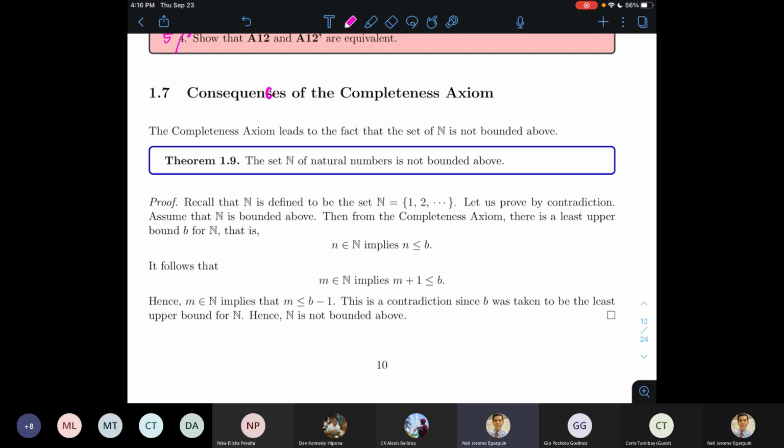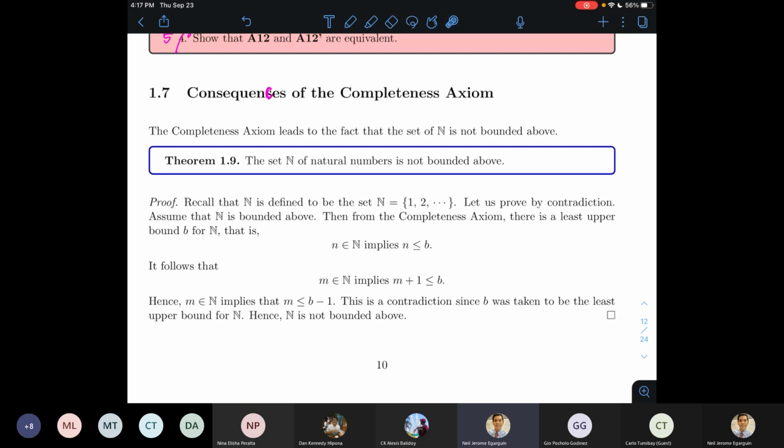The first one is theorem 1.9. The set of natural numbers is not bounded above. Okay, so this is something that we already know from elementary days na hindi ka matatapos mag-count if you are to enumerate the natural numbers because the set of natural numbers is not bounded above. And the proof is actually quite simple because again, we know the set of natural numbers to be the set 1, 2, 3, 4, 5, and so on. And we will take advantage of a proof by contradiction.